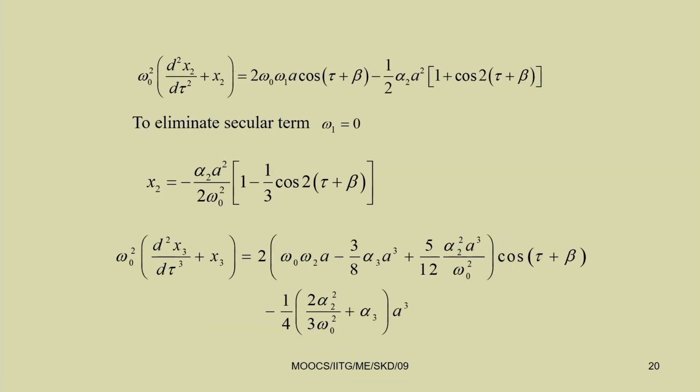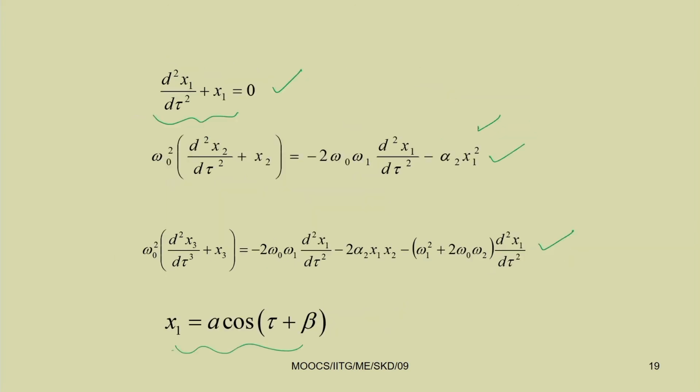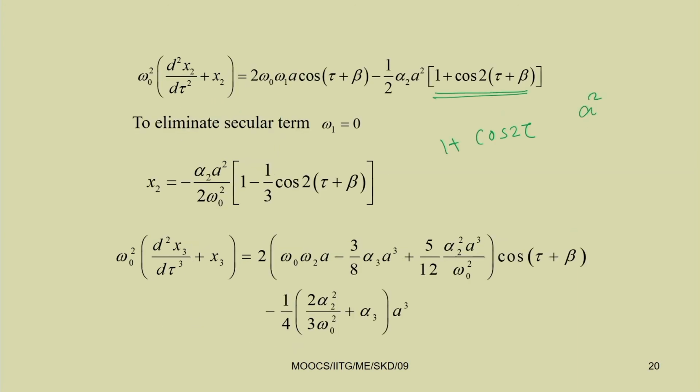So, you just see the second equation is written in this form: omega 0 square d square x2 by d tau square plus x2 equal to 2 omega 0 omega 1 a cos tau plus beta, and in the second part you have an a square cos square term. That thing can be written by using cos 2 tau. As you know, cos square is 1 plus cos 2 tau over 2. So, you just see this term, a cos tau plus beta. Here you have x1 square, so x1 square will give you a square cos square tau plus beta. So, you have to find how we can write a square cos square tau plus beta.